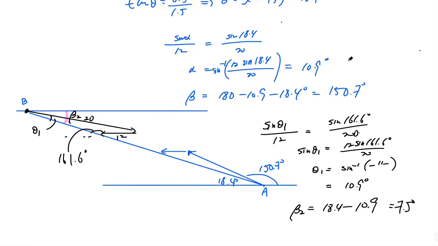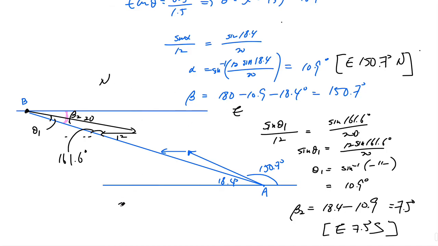I mean, to clean this up, you can say it's this angle to the bank, but you can also say, I guess, east. This first one here is east 150.7 degrees north. That's one way to express that. And this would be east 7.5 degrees south. Okay, if this is east, this is north, south, and so on.